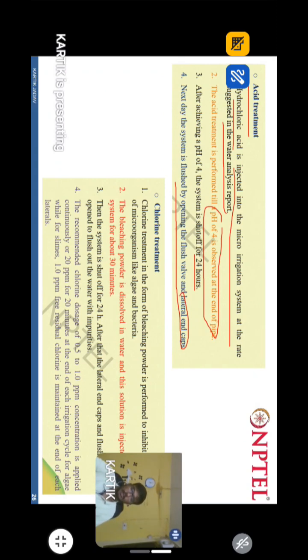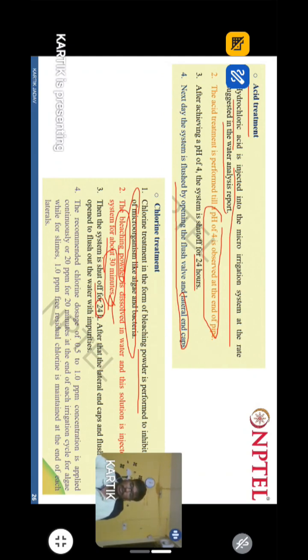While in the case of chlorine treatment, bleaching powder is used to inhibit the growth of microorganisms like algae and bacteria. Bleaching powder is dissolved in water and the solution is injected into the system for about 30 minutes. Whatever solution we have prepared from the bleaching powder, we allow it for 30 minutes. Then the system is shut off for 24 hours. Again, you perform a similar operation.